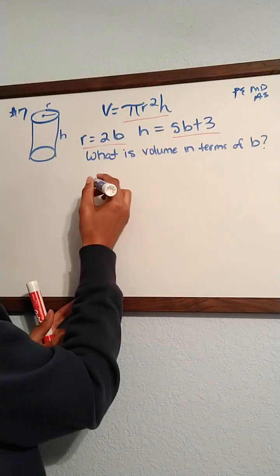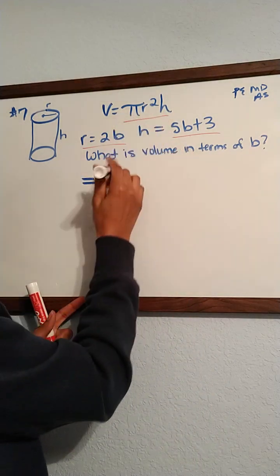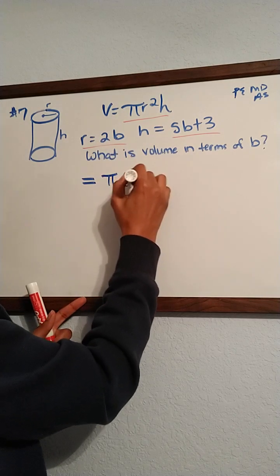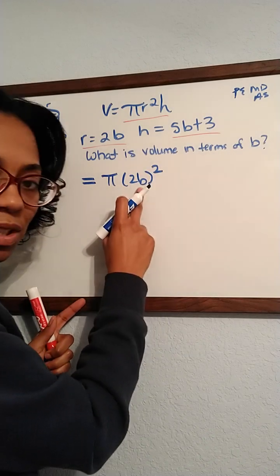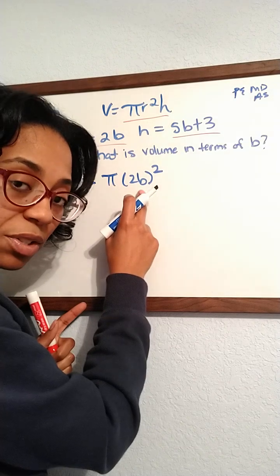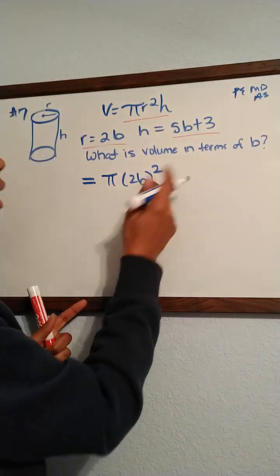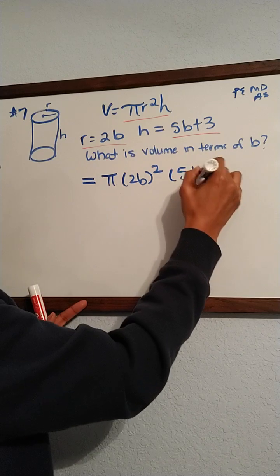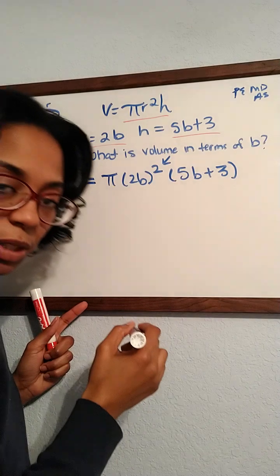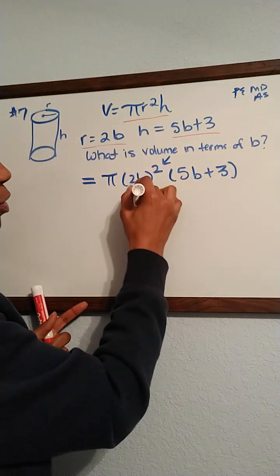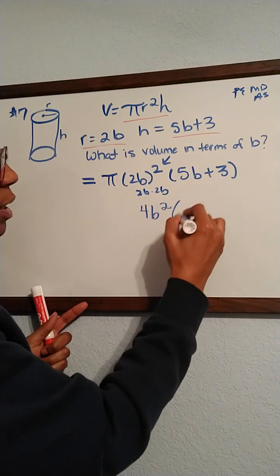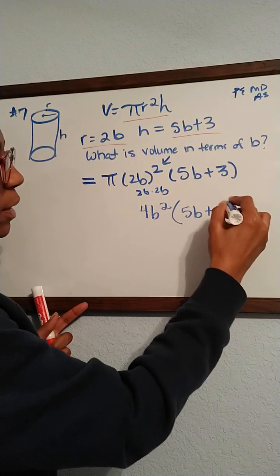Pi r squared times h. All you're doing is filling in the information. Pi times radius, which is 2b squared. And you have to use parentheses. If not, you're going to mess up. Anytime you substitute something into an equation or an expression, use parentheses. And then 5b plus 3. Before I do anything, I have to get rid of that 2, which is an exponent. So I'm going to do 2b times 2b, which is going to make that 4b squared times 5b plus 3.